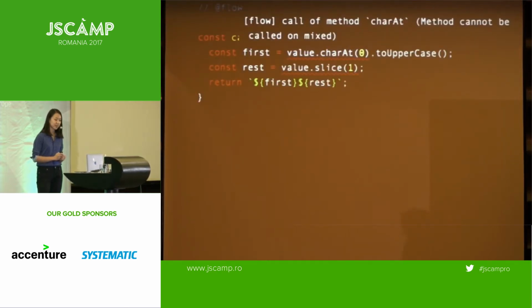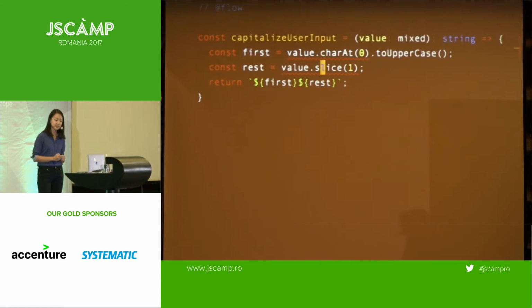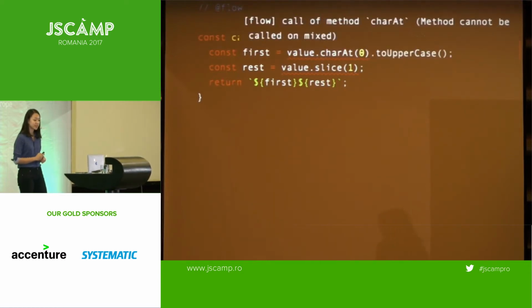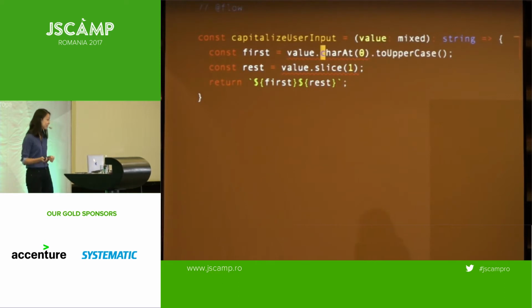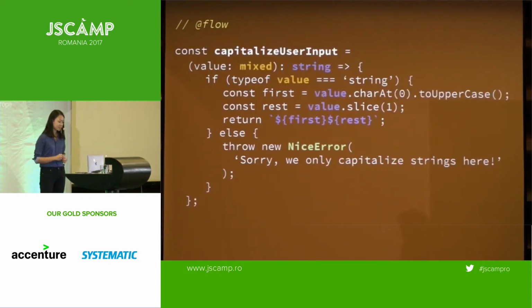And here's why. So this is actually in my text editor. Flow shows me two errors. First one is I cannot call caret on mixed, and the second one is that I cannot call slice on mixed. That's pretty neat, right? Let's try writing it again.